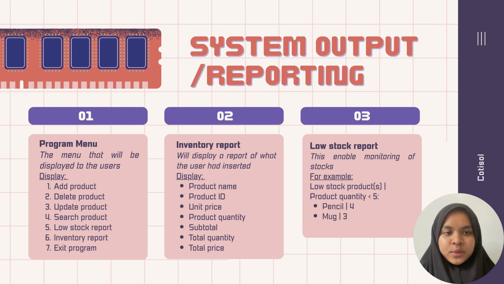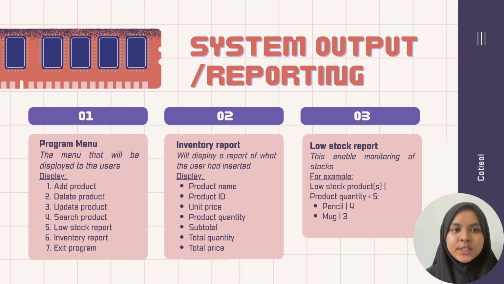So what the table will contain are information such as the product name, product ID, unit price, product quantity, and also the subtotal for each product. And also at the same section, we'll also be presenting the total quantity and the total price for all the items. For the low stock report, it is basically a report that shows what products are currently low in stock.